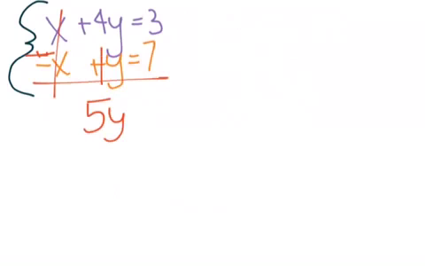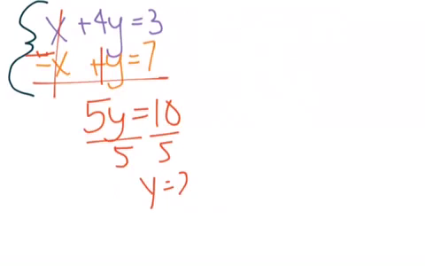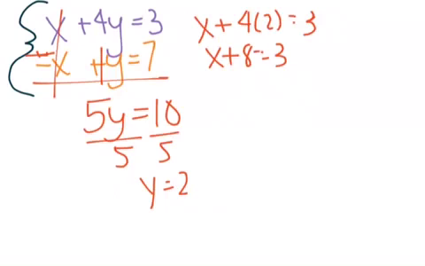Because there's the implied 1 in front of our y. Equals 10. Divided by 5. Y equals 2. We're then going to substitute that 2 in for the y. We have x plus 4 times 2 equals 3. So we have x plus 8 equals 3. I'm going to subtract 8 on both sides. It's an 8, it's hard to see. We have x equals negative 5.